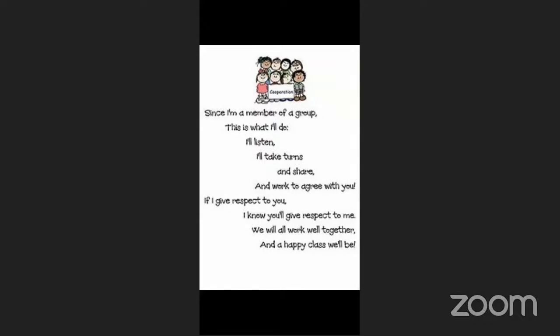Cooperation. Yes, cooperation. Let's read the poem. Since I'm a member of a group, this is what I'll do. I'll listen, I'll take turns and share and work to agree with you. If I give respect to you, I know you'll give respect to me. We will all work well together and a happy class will be.